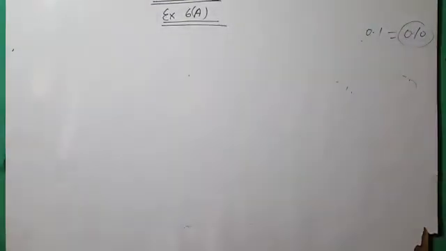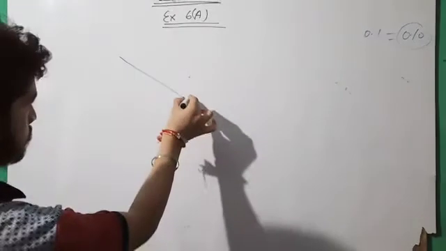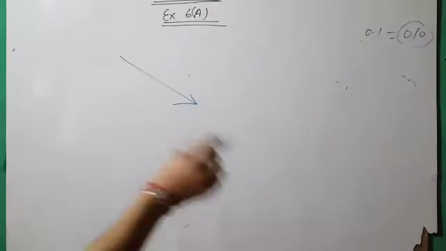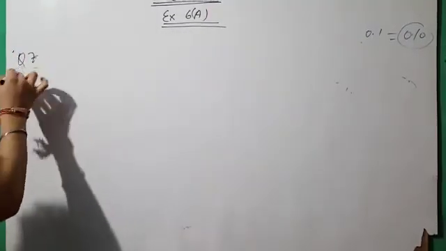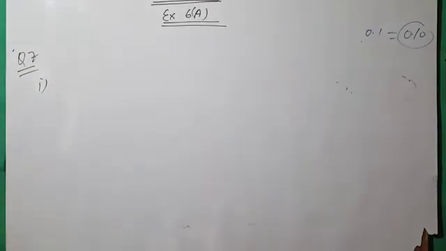Increasing order and decreasing order. We have to arrange in increasing or decreasing order. The question says starting with the largest, meaning largest to smallest, which means decreasing order. So for decreasing order, question number 8, first part.